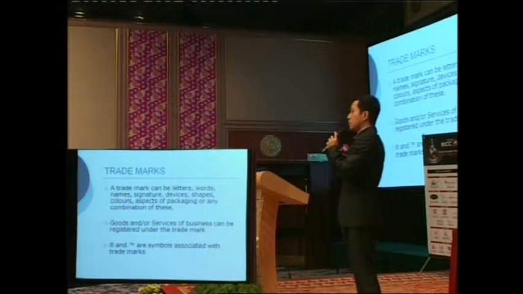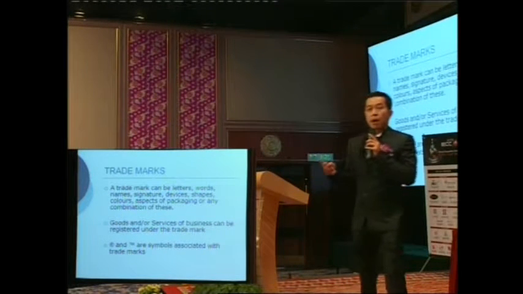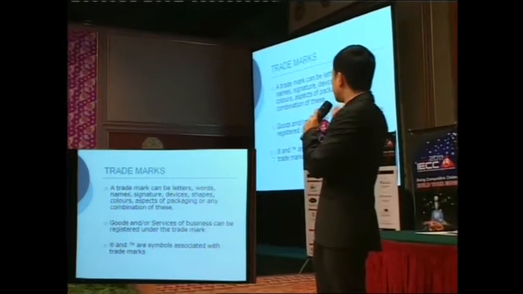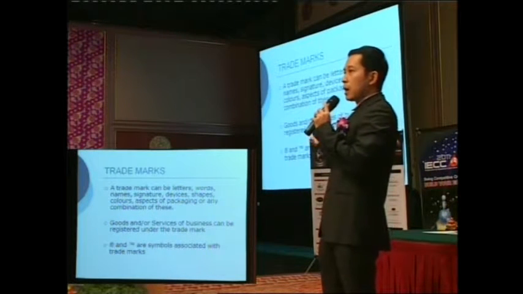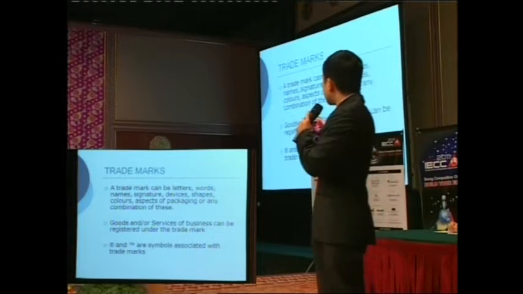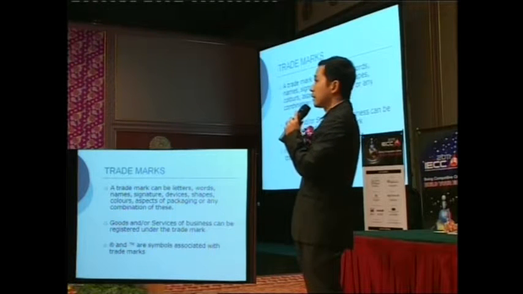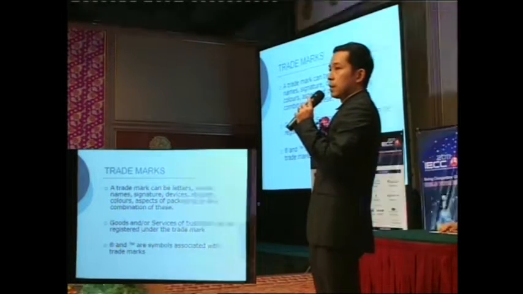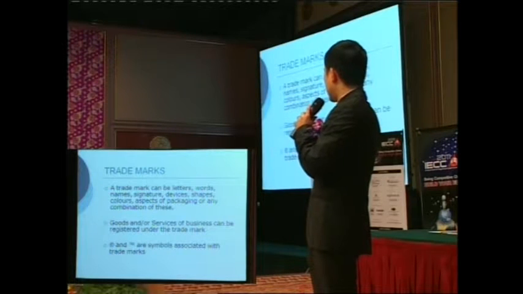Trademarks. What are trademarks? Trademarks can take many forms: letters, alphabets, and also aspects of packaging. Later, I'm going to show some samples of trademarks. What can be protected under trademark? Goods and services as well. The common symbols you can see are R and TM. R means that the trademark has been registered. TM means the brand name is your trademark.